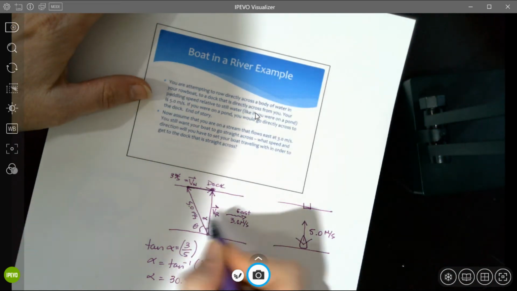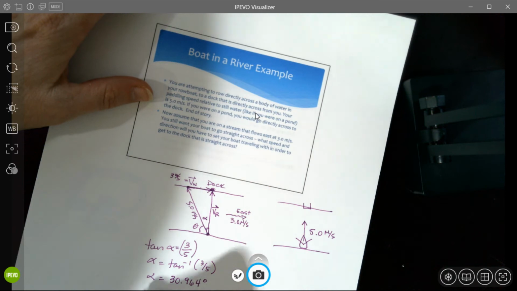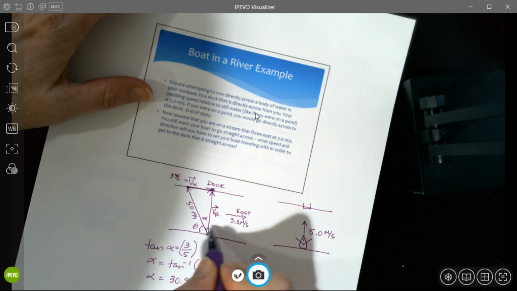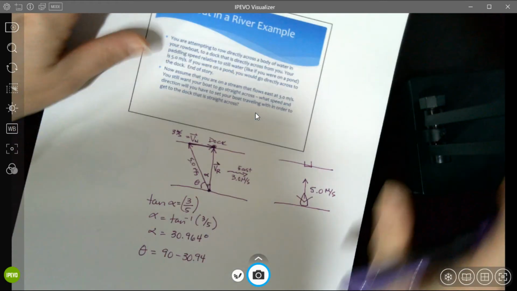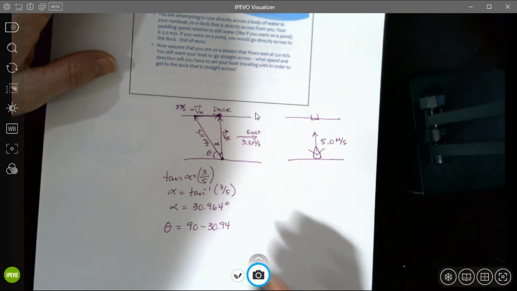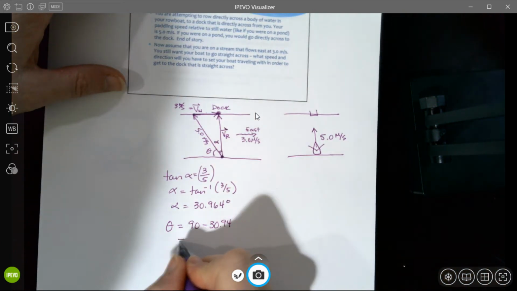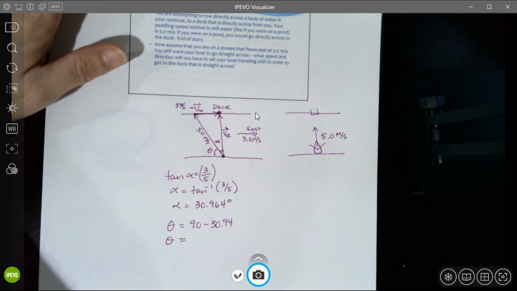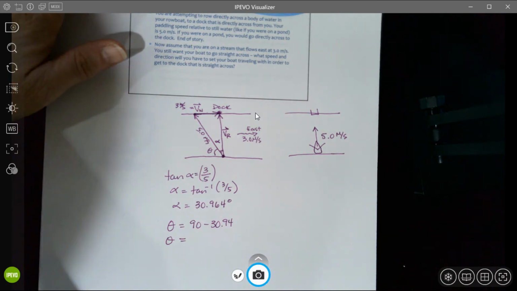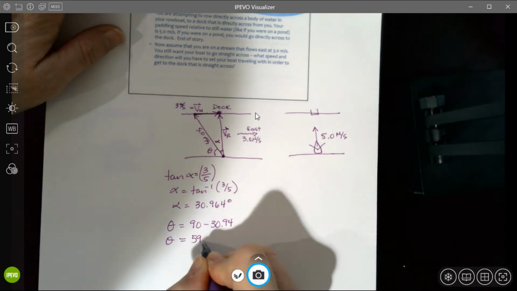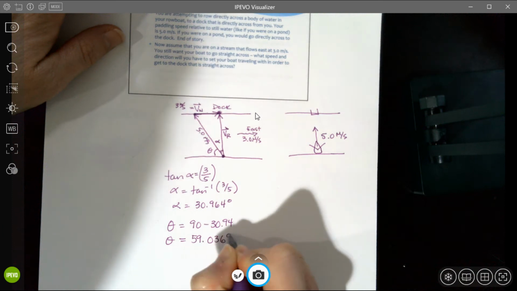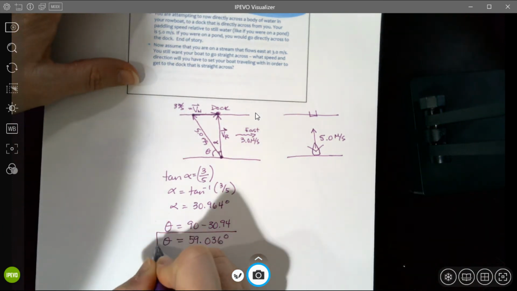So I know what alpha is going to be. That means if I want to find theta, I know that alpha and theta add up to 90. So I'm going to say theta is 90 minus 30.964. And that means that theta is just a little below 60, 59.036 degrees.